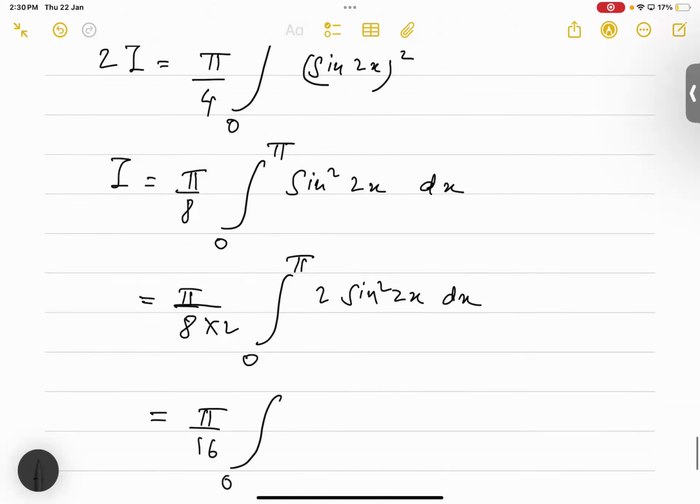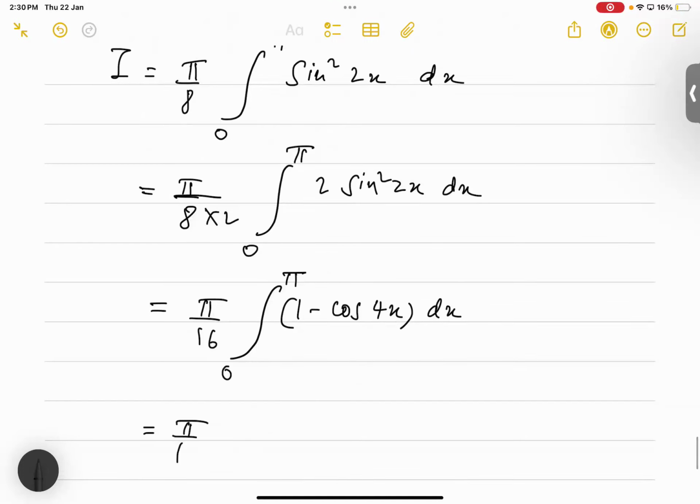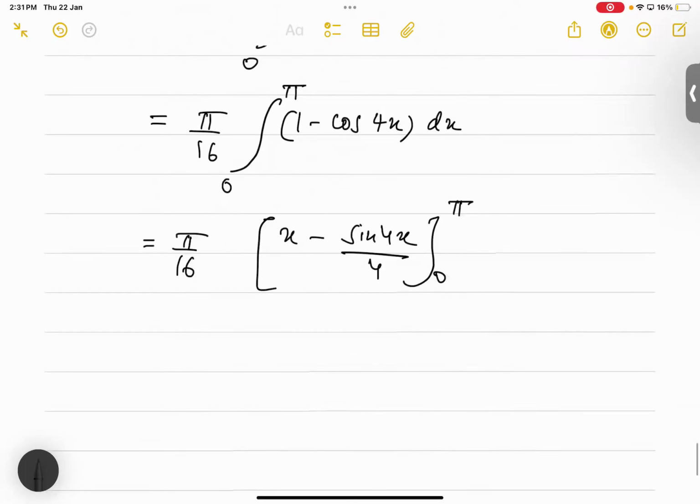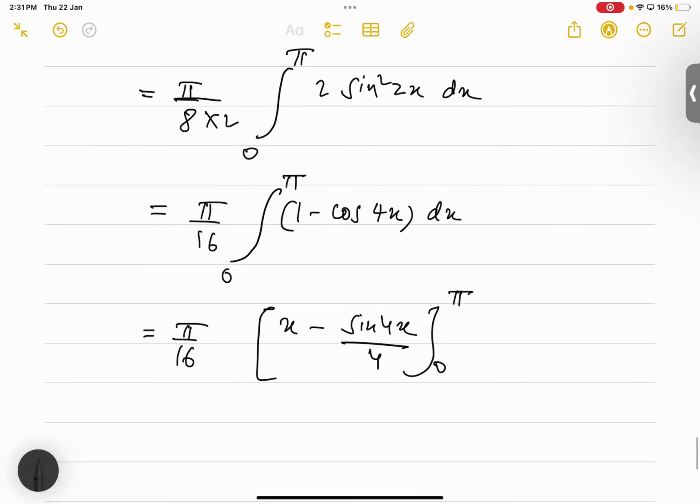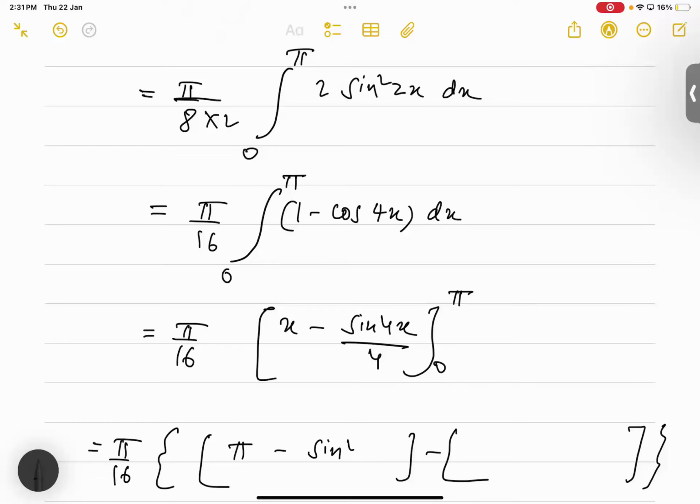Pi by 16, 0 to pi, 1 minus cos 4x. Now what? Individual integration: x minus sine 4x upon 4, 0 to pi. Right? Pi by 16, box minus box, pi minus 4 pi by 4, 0 minus 4 into 0 by 4.